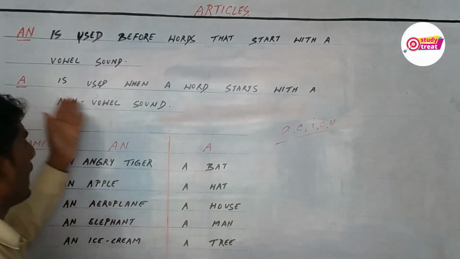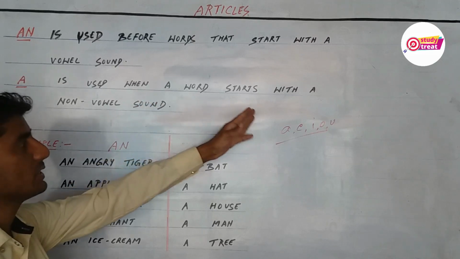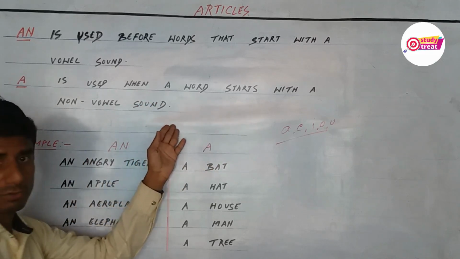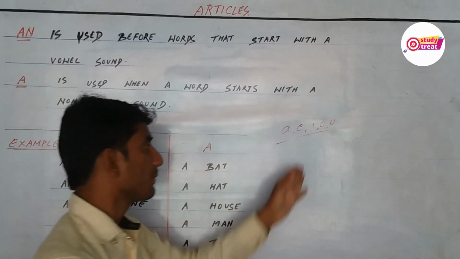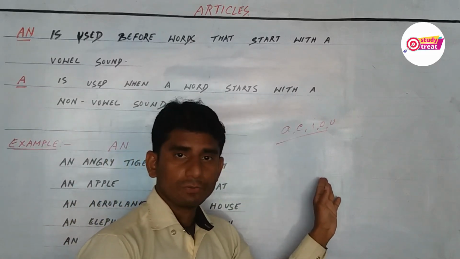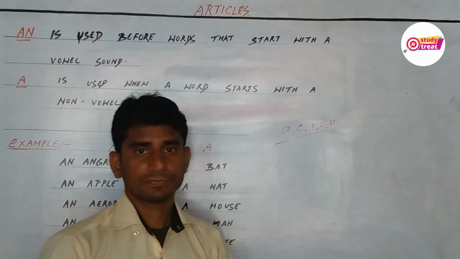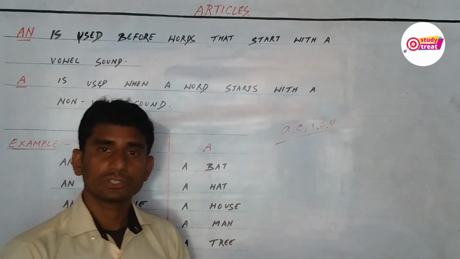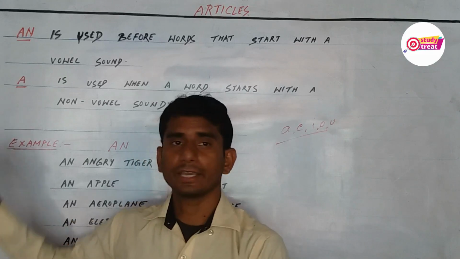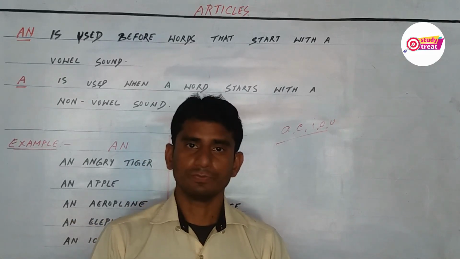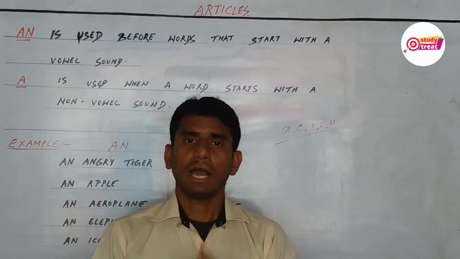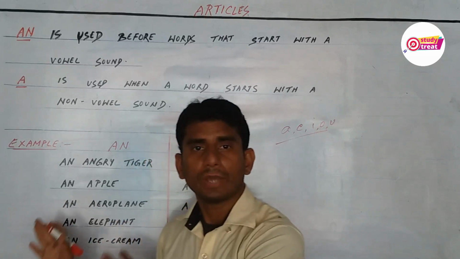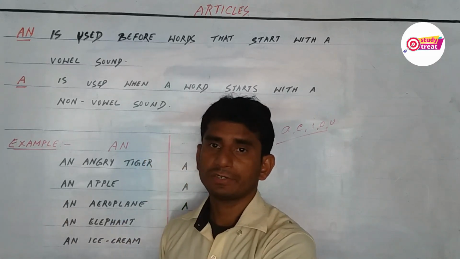And a is used when a word starts with a non-vowel sound, that means a consonant sound. Suppose bat, B is not a vowel, and bat has a consonant sound. So a is used with a consonant sound. Come, let us find out. I have written here a few examples. Come, let us solve it.